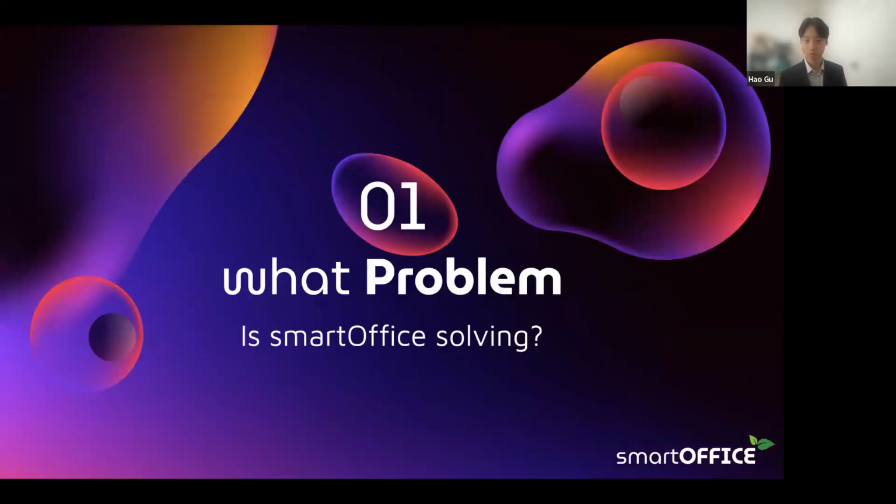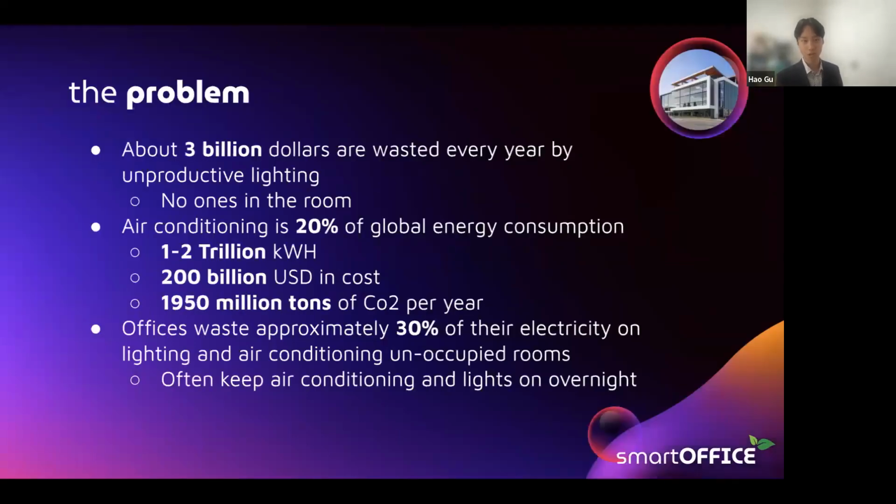So what is the problem smartOffice is solving? The general problem is electricity waste. About $3 billion are wasted per year by unproductive lighting, which means that no one is in the room. And additionally, air conditioning accounts for 20% of the global energy consumption. That is 1 to 2 trillion kilowatt hours, which translates to $200 billion in cost per year and 1,950 million tons of carbon dioxide per year.